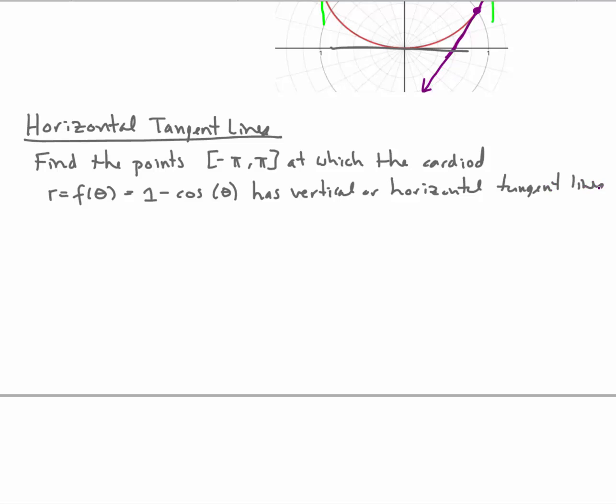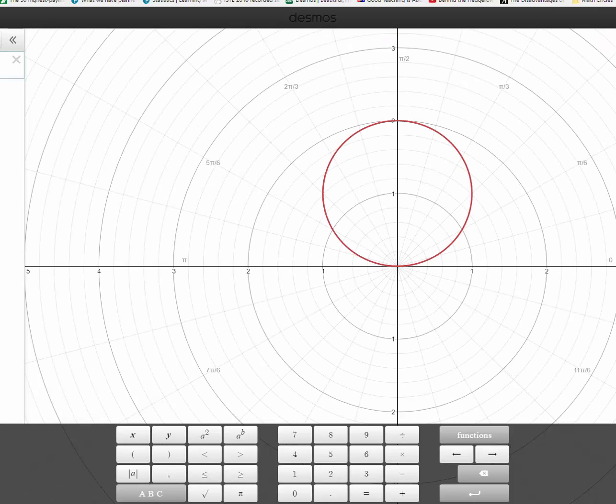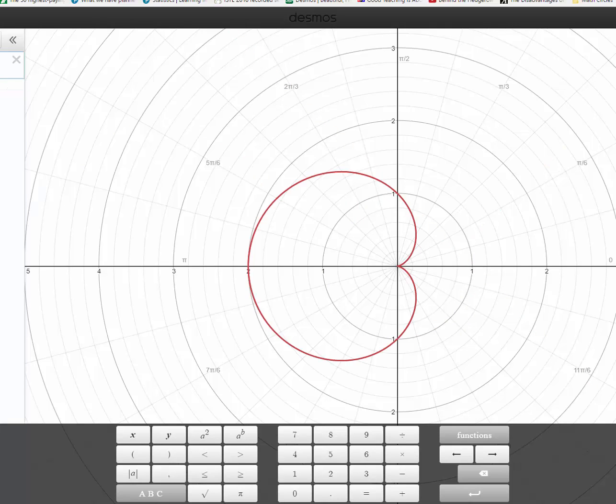So we know we need that formula for the derivative, but before we do that, I would really like to look at what this graph is like. So let's go ahead and graph r equal f of theta equals 1 minus cosine theta. So r equals 1 minus cosine of theta. Okay, so here's my cardioid. This one is on its side.